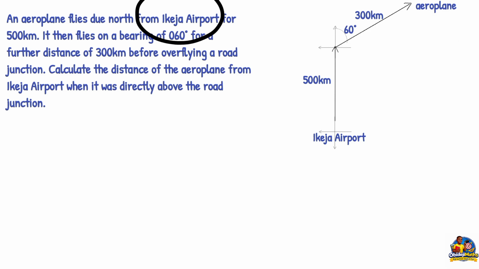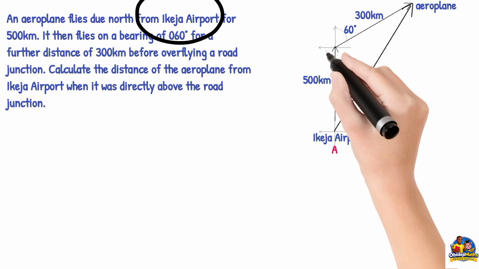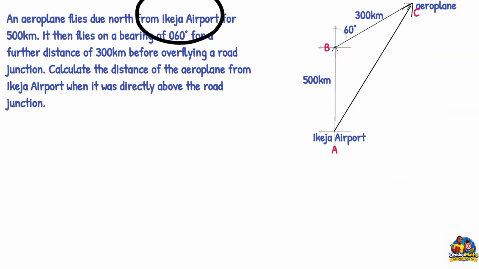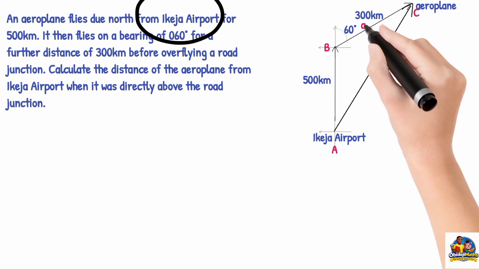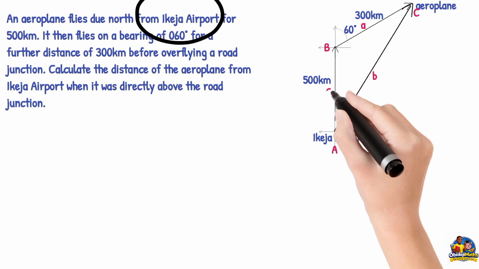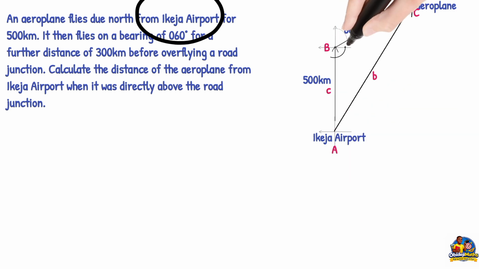Now the question says calculate the distance of the aeroplane from Ikeja Airport, which means we are going to join the lines together. Now let's label them A, B, and C. Small letter a will be 300 kilometers, that's line BC, because it's directly opposite to angle A. Small letter b, directly opposite to angle B. Small letter c, directly opposite to angle C.